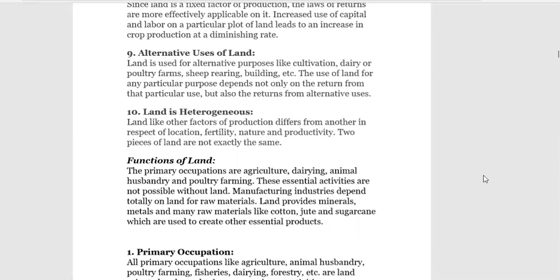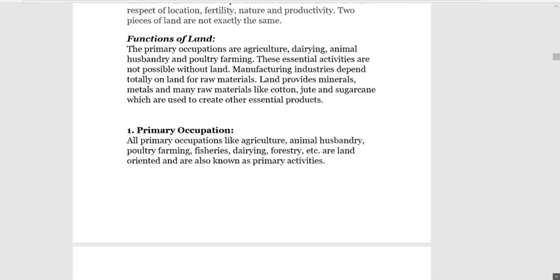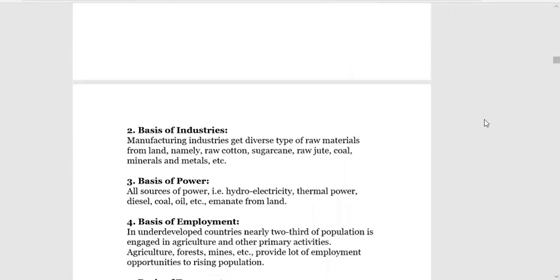So what we understand now is that for any production, land is the primary factor. That is the first factor. Clear? The functions of land are also equal to the characteristics. The manufacturing industries, the agriculture industries, they all require land.